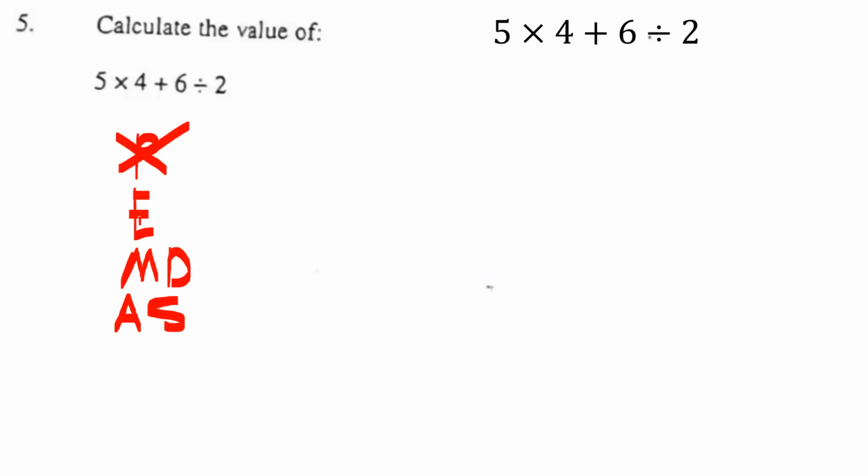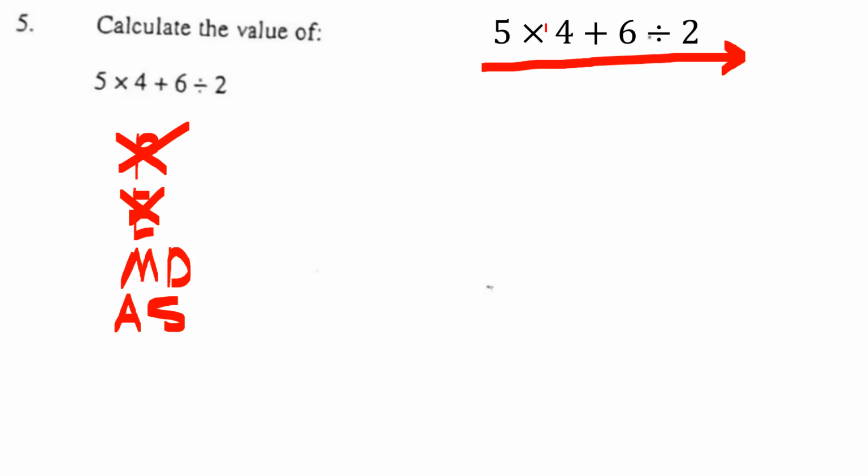The next thing is, are there any exponents? No, there are no exponents in this question, so you don't have to worry about that either. But then we have multiplication and division. They are equally weighted, and the way you do it is from left to right. Whatever comes first from left to right, that's what you do for multiplication and division.